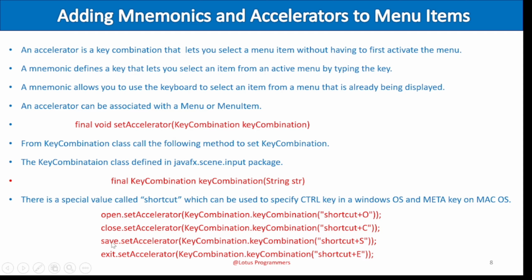The save menu item is accessed through Ctrl+S. The exit menu item is accessed through Ctrl+E. The shortcut plus respective key is referred to as Ctrl+key in execution. But while defining accelerators, while setting the accelerator for the respective keys, as the argument we mention it like this only: shortcut plus capital letter.